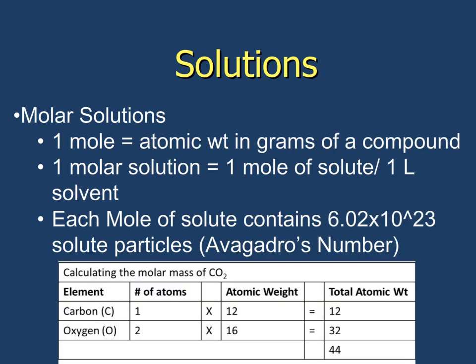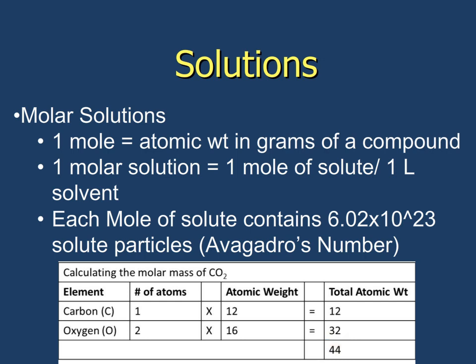So in addition to having percent solutions, we can also have something called a molar solution. A mole is basically the atomic weight of a compound in grams. For example, let's take a look at carbon dioxide. Carbon dioxide is made up of 1 atom of carbon and 2 atoms of oxygen. We see on our periodic table that carbon has an atomic weight of 12 and oxygen has an atomic weight of around 16. Now, because there's only 1 carbon, we add 12, and 2 oxygens, we add 16 plus 16, and we get a weight of around 44. And what this means is that 1 mole of carbon dioxide would weigh 44 grams.